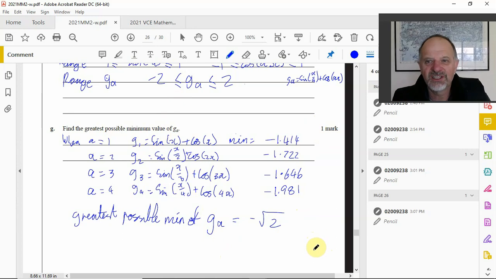So that brings us to the end of question 5. It also brings us to the end of this particular exam. And of course, don't forget, get your teacher's opinion on things. Also look at examiners' reports and see what they've got as well.